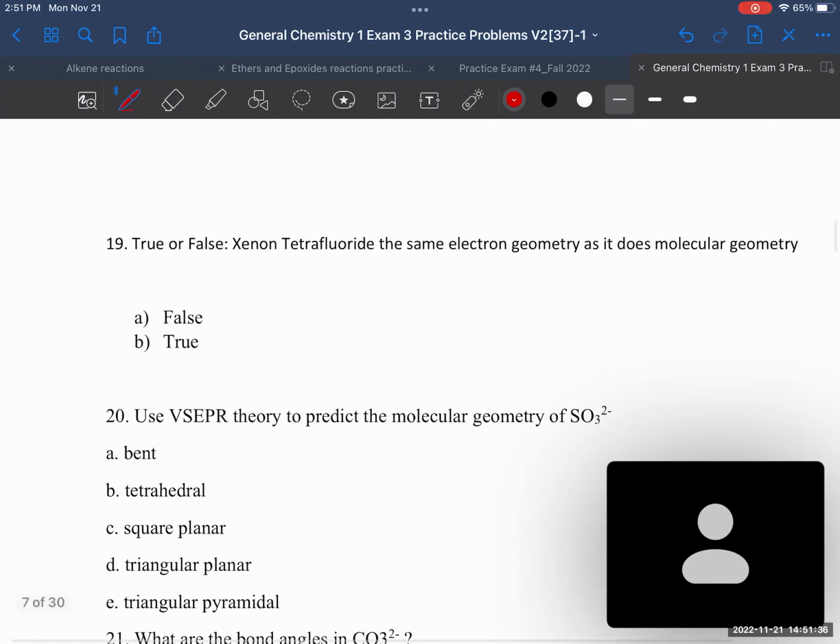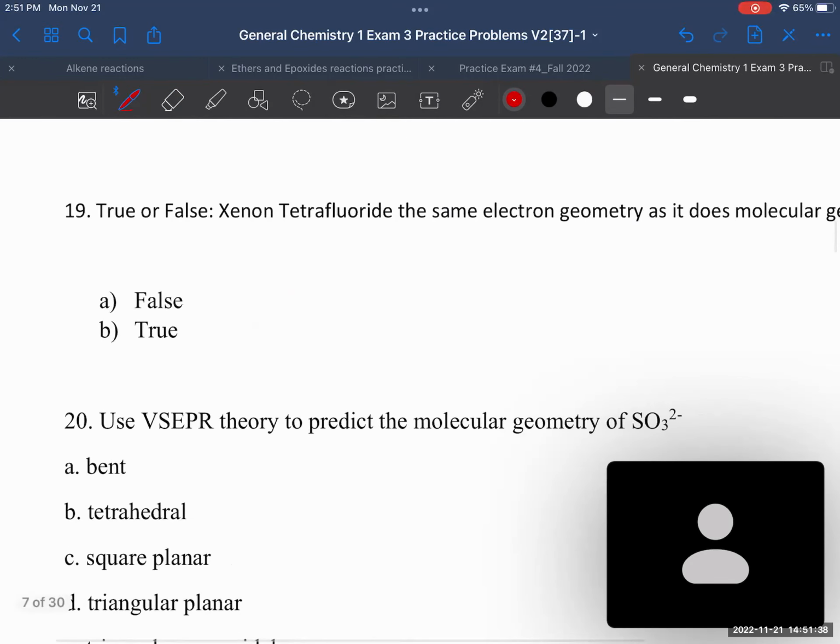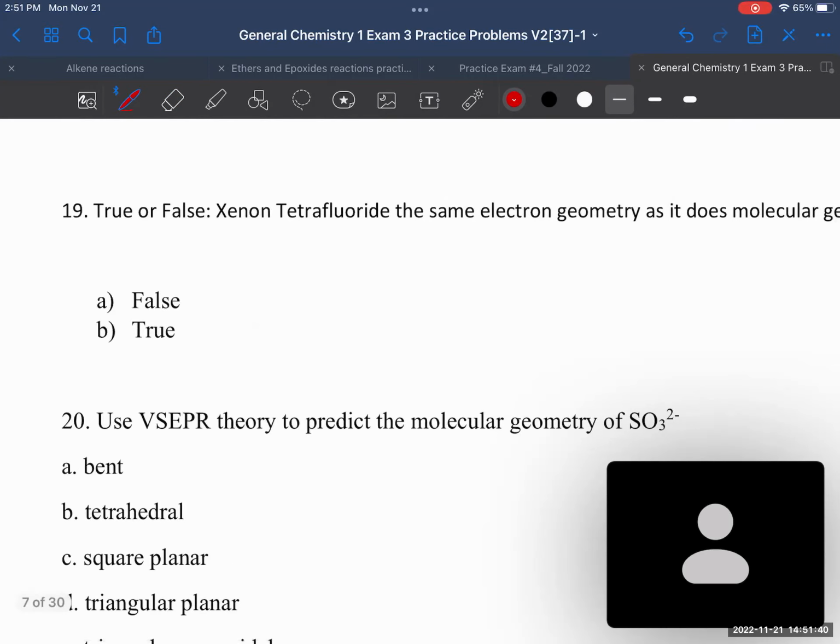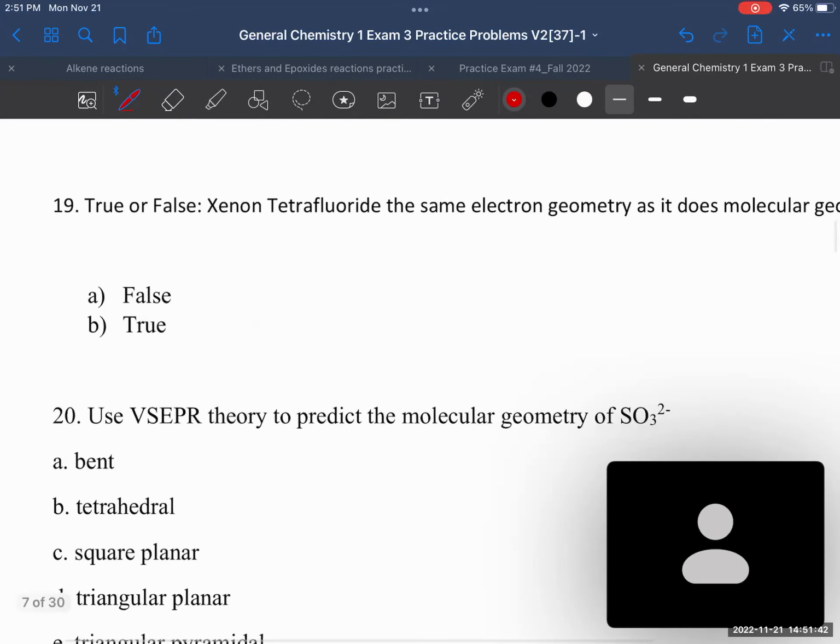All right, true or false? Xenon tetrafluoride has the same electron geometry as it does molecular. How can you tell? How do you know that? Square planar. Draw it out. Square planar, yeah, right? Let's see, it's non-polar, and then you do 7 and then 8.